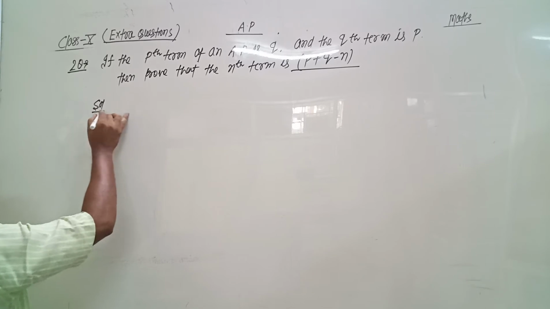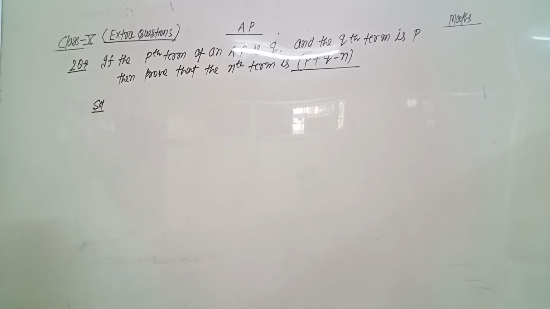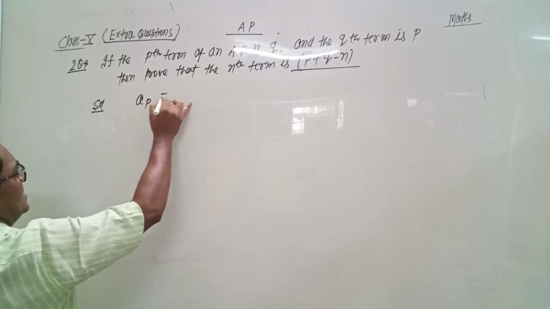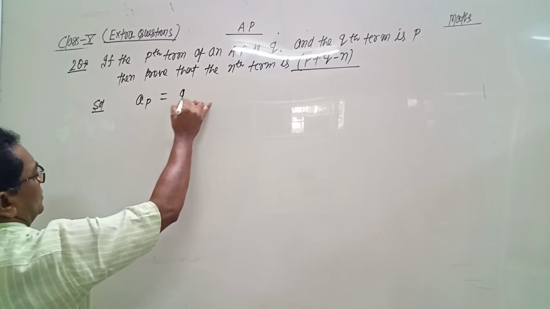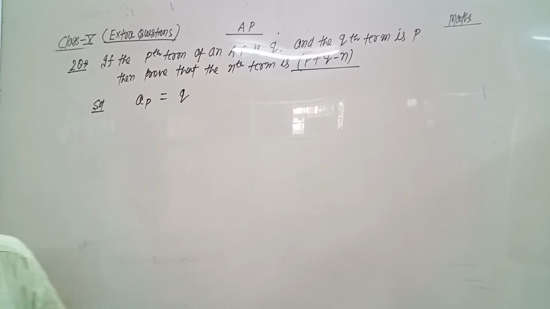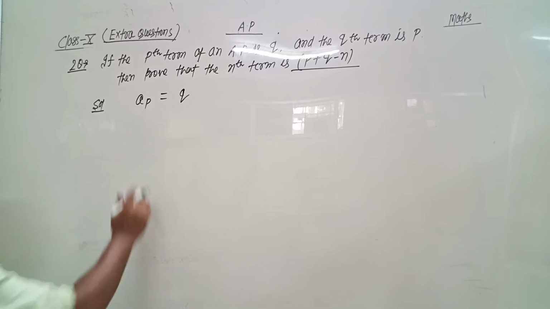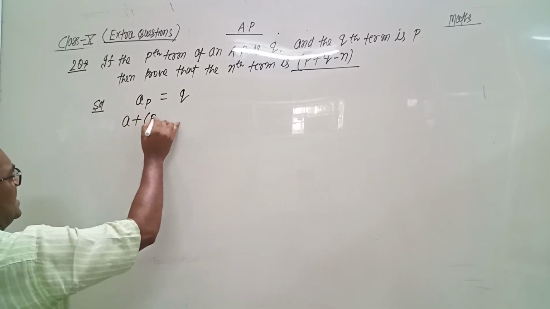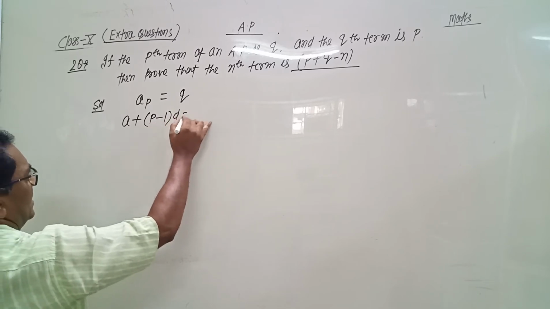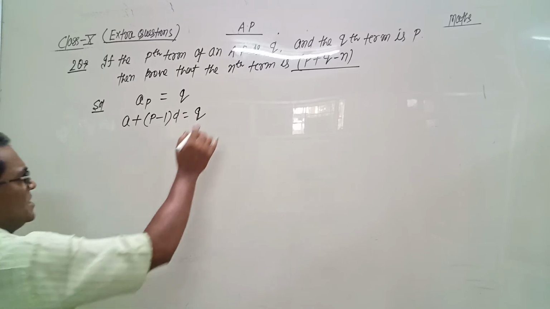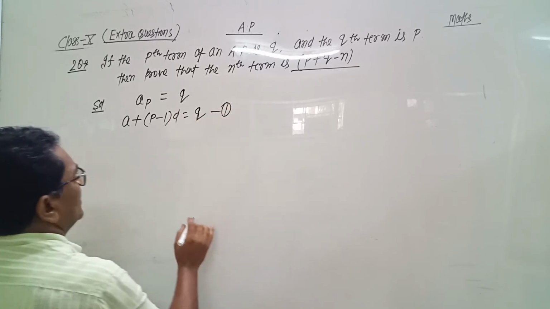So the given condition, pth term is q, means a_p is equal to q. Let a be the first term and d be the common difference. Then this becomes a plus (p minus 1) into d equals q. At the place of n there is p. Name it first equation.